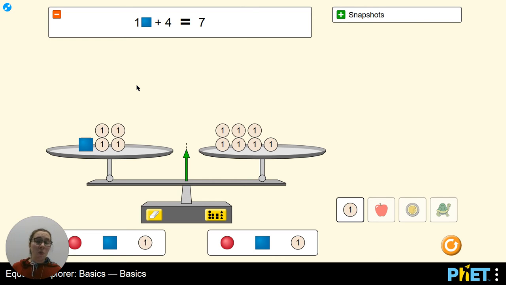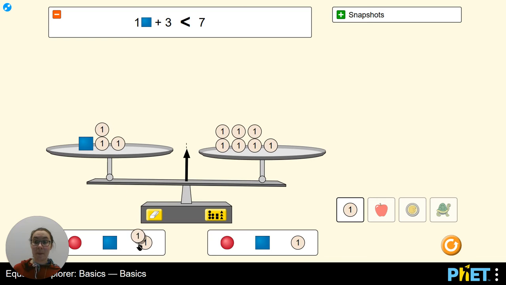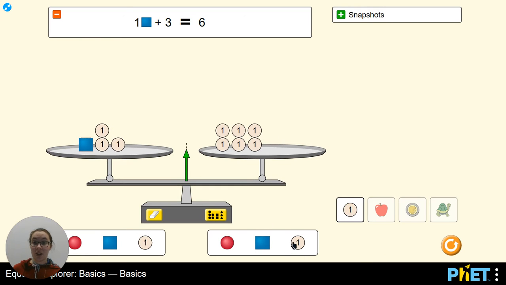And what I'm doing here is trying to maintain the balance while also getting B by itself, because in order to find out how much B equals, we have to get rid of all the other junk that's cluttering up his side of the equation. So, B plus 4 equals 7. How am I going to get B by himself? By removing things from both sides.